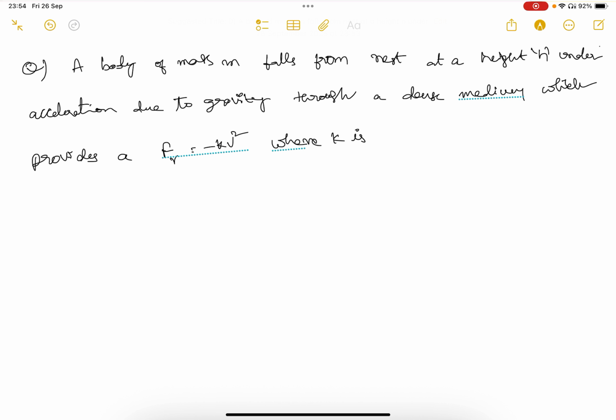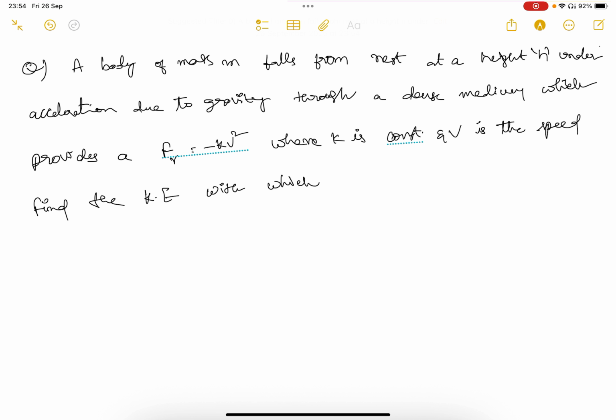Where k is a constant and v is the speed, right? Then we need to find the kinetic energy with which the body hits the ground. So we need to find the kinetic energy, right? So let's find out the velocity first.